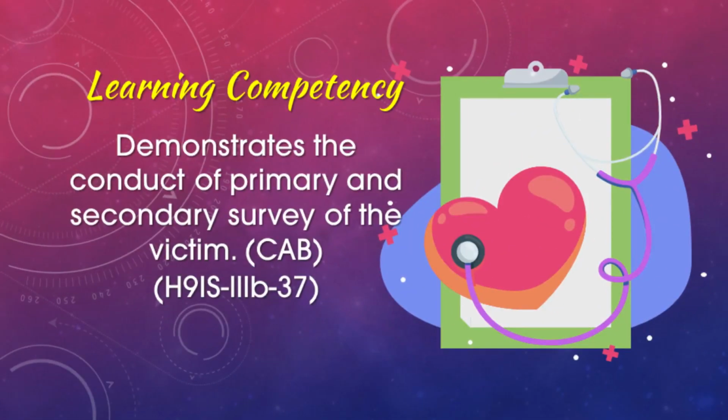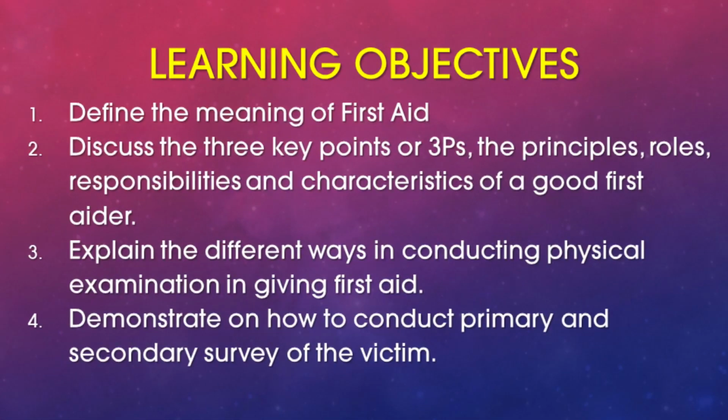For our learning competency, at the end of the lesson, you will be able to demonstrate the conduct of primary and secondary survey of the victim. As for our learning objectives, first, you'll be able to define the meaning of first aid. Second, discuss the 3 key points or 3 P's, the principles, roles, responsibilities, and characteristics of a good first aider. Third, explain the different ways of conducting an examination in giving first aid. And last, demonstrate how to conduct primary and secondary survey of the victim.